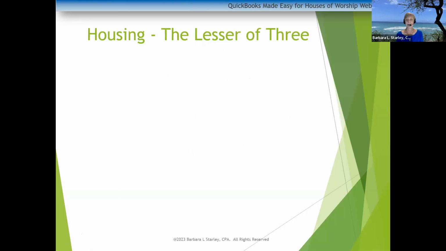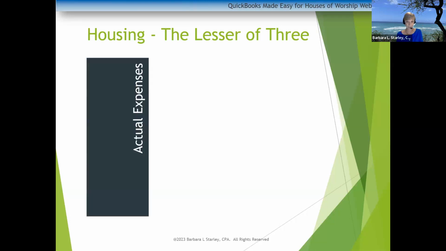Like I said, I spent an hour just on housing allowance in my Good Sir Church Academy, but we obviously don't have that much time. But this lesser of three concept was probably the thing that got the most surprised comments. So what we're going to do is look at these three pillars.